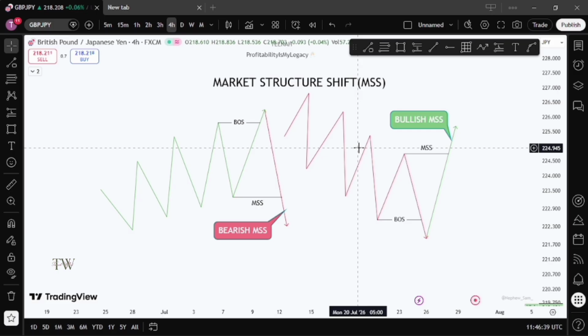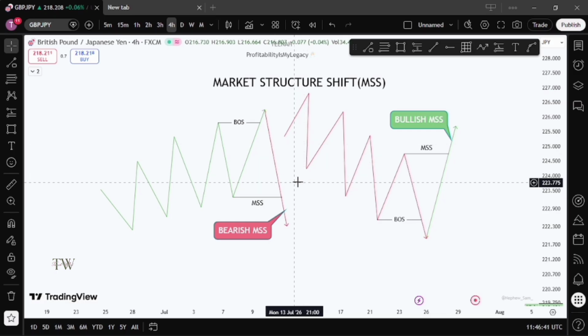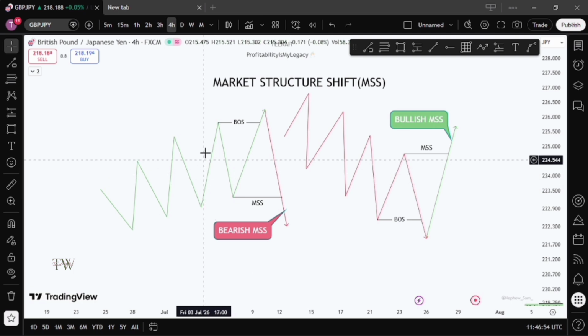A change of character is the early warning. A break of structure after a change of character confirms a new trend. So a break of structure actually does two jobs. It continues price in the same direction. It confirms the same direction.